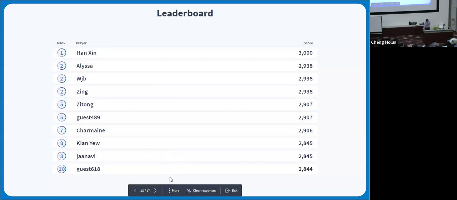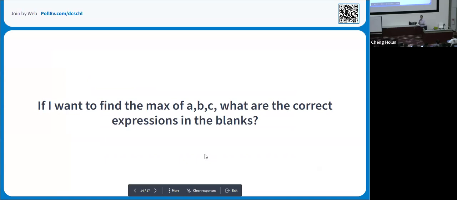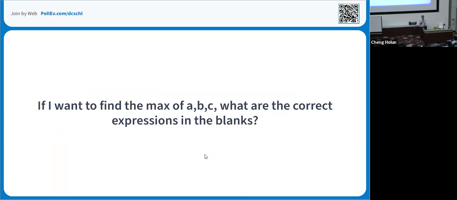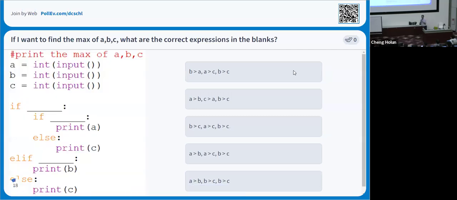Okay, good job. And the last one, this one you need to focus. I think it's very difficult to finish in 20 seconds. I want to write code where I give you three numbers, A, B, and C, and I want to find the maximum of A, B, and C. That means after I input A, B, and C, I want to print the maximum. For example, if the input is 1, 3, 2, I will print 3, okay? So if my code is like that, what should be the blanks?